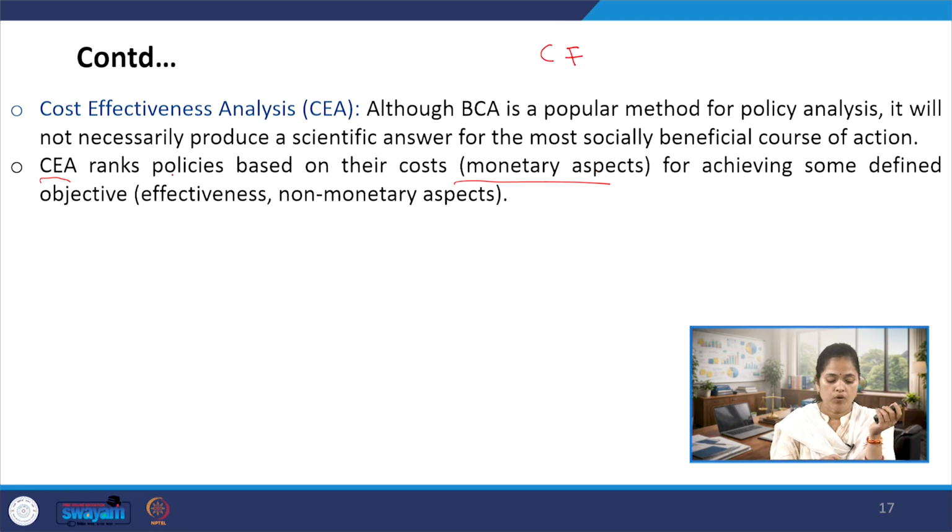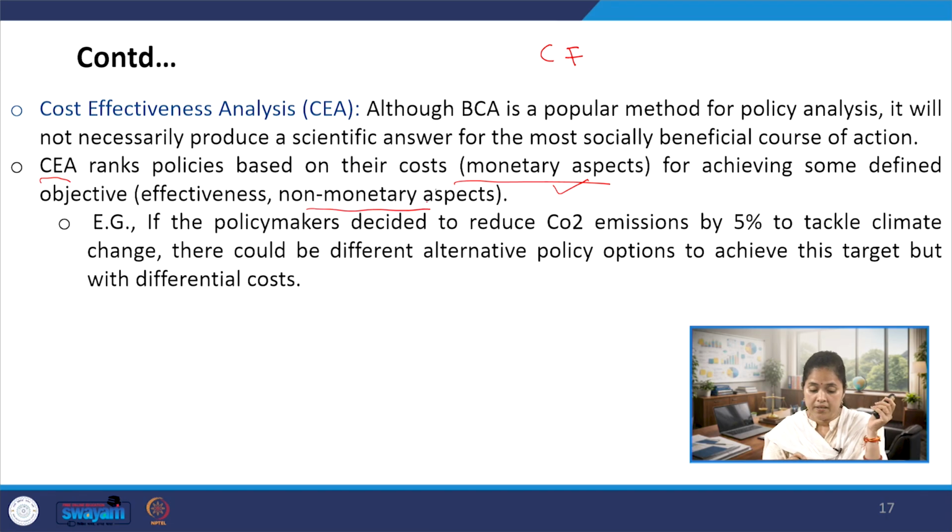Okay, so when we are ranking the policies or projects based on their cost, which involves monetary aspects, for achieving some effectiveness or objectives, that is considered the non-monetary aspect. But if you consider benefit cost analysis, then this aspect cannot be taken into account. So in those cases where non-monetary aspects and some monetary aspects are both there, cost effectiveness analysis should be the best measure for policy analysis.